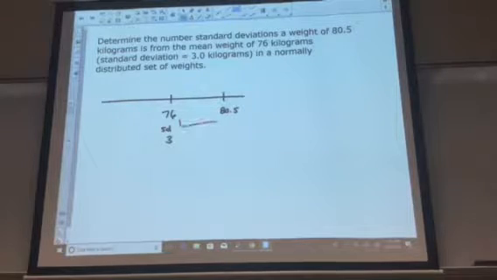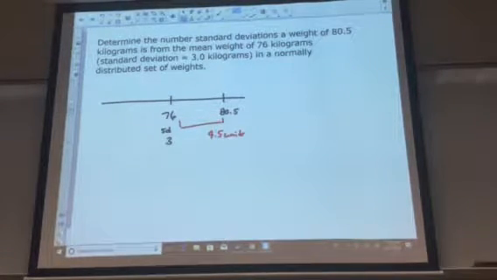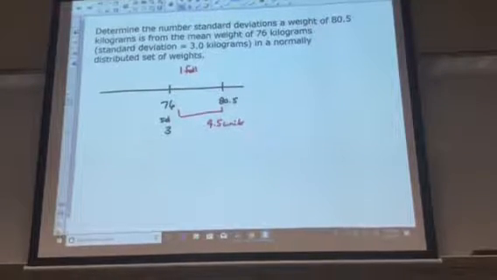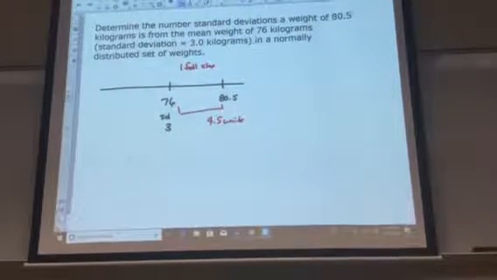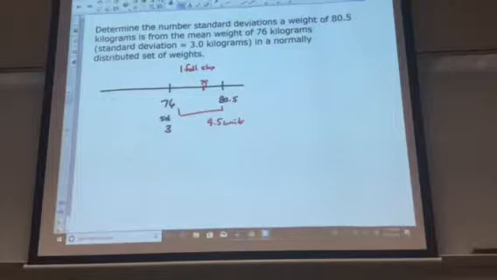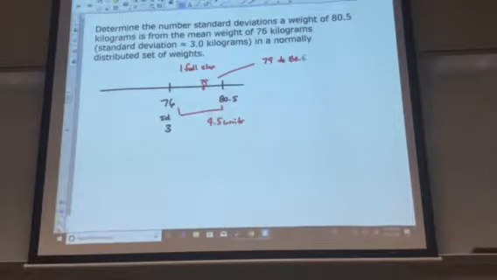That is a total of 4.5 units. One full step takes you to 79. And now you need another full step or a part of the step? Part of the step. So if I'm at 79 to 80.5 is 1.5 units.